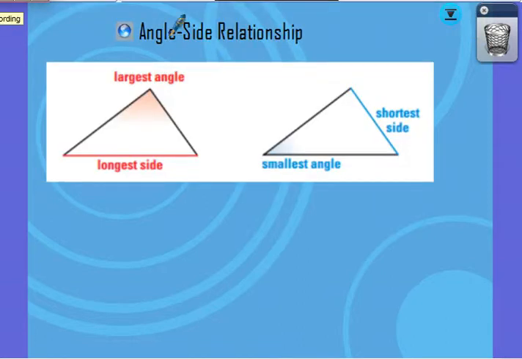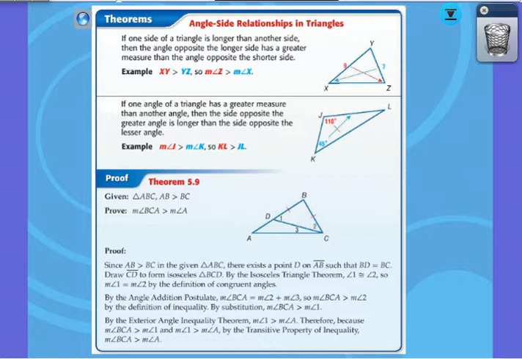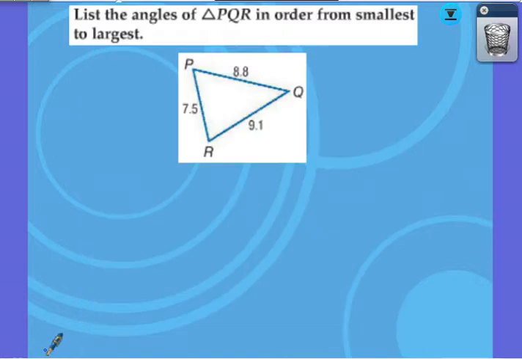Angle side relationships, just make sure that you know the smallest angle will be across from the smallest side, and the largest angle will be across from the largest side, and the only one that leaves out is the medium. The medium angle will be across from the medium side. So if I give you a problem such as this, to where you have to put them in order, well, this is the smallest side, so here's the smallest angle. This is the middle side, so this is the middle angle. This is the largest side, so this is the largest angle. So QRP would be the angles in order from smallest to largest.